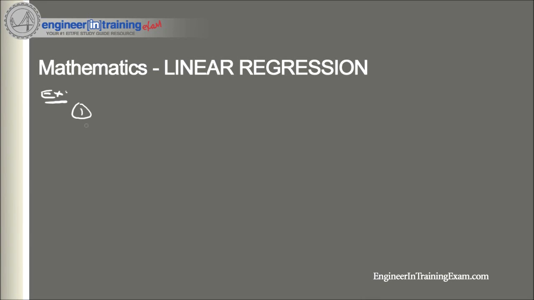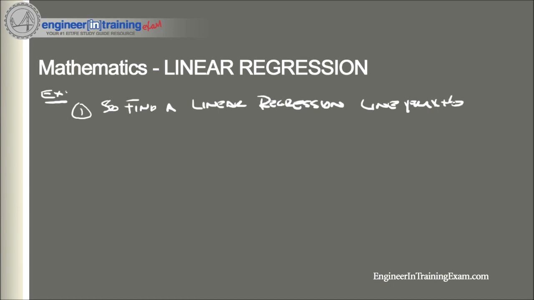So step number 1 is find a linear regression line y is equal to mx plus b based off the 5 data points that they were given.